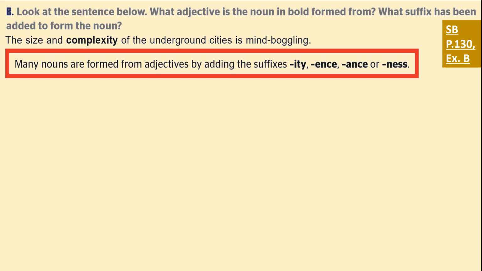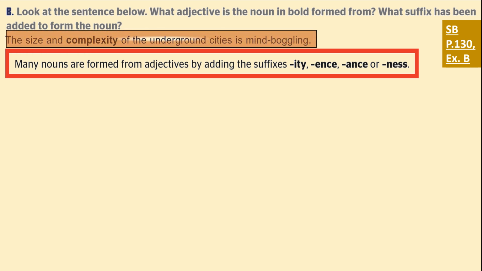Now look at exercise B on page 130 in your student books. In this exercise, you are given a sentence, which reads, "The size and complexity of the underground cities is mind-boggling." The adjective mind-boggling means very difficult to imagine or to understand.